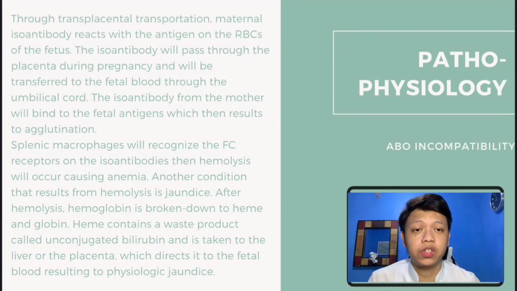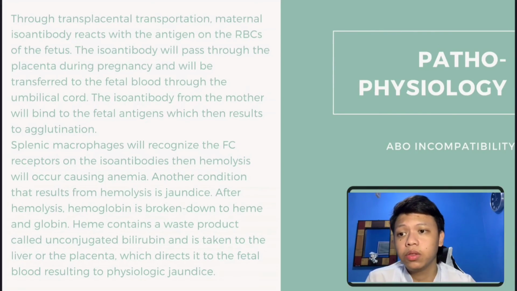The pathophysiology of ABO incompatibility. Through transplacental transportation, maternal isoantibody reacts with the antigen on the RBCs of the fetus. The isoantibody will pass through the placenta during pregnancy and will be transferred to the fetal blood through the umbilical cord. The isoantibody from the mother will bind to the fetal antigens, which then results in agglutination. Splenic macrophages will recognize the Fc receptors on the isoantibodies, then hemolysis will occur, causing anemia.